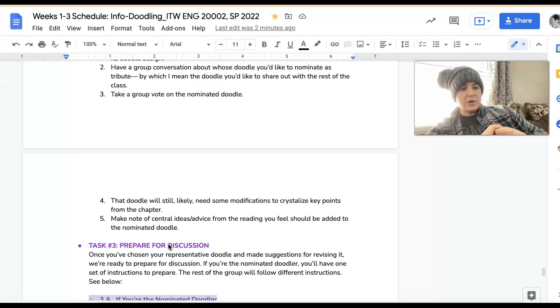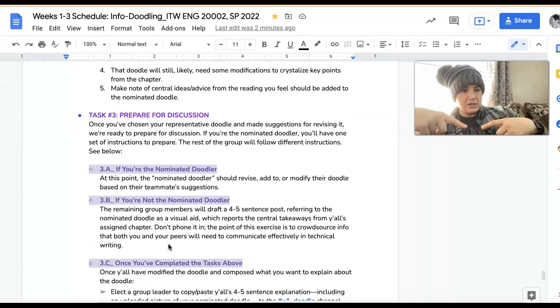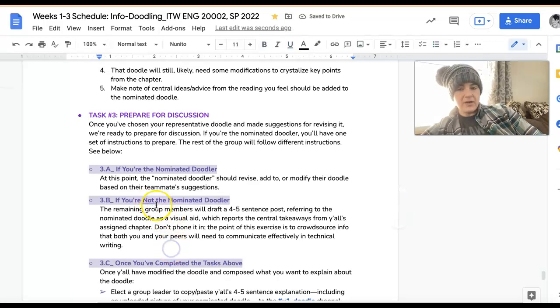Your role is different based upon whether you are the nominated doodler or whether you are just the rest of the group, right? So if you're the nominated doodler, you are going to revise that doodle to account for your peers' things. So that usually just means add things to it. And then if you are not the nominated doodler, what you are going to do with the rest of your peers in the channel is workshop a 4 to 5 sentence post where you are basically saying, hey, this is what we want you to get out from this doodle, about the most salient points from our assigned chapter. These are the things you need to know. So you're going to write that.